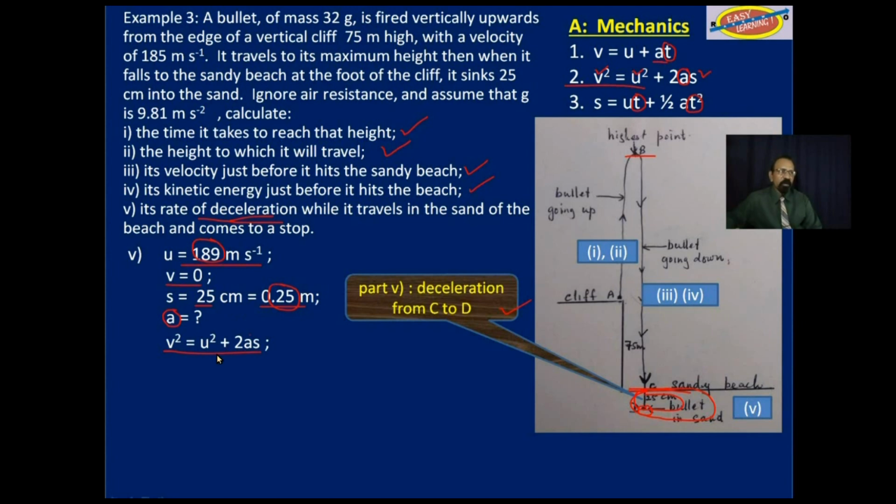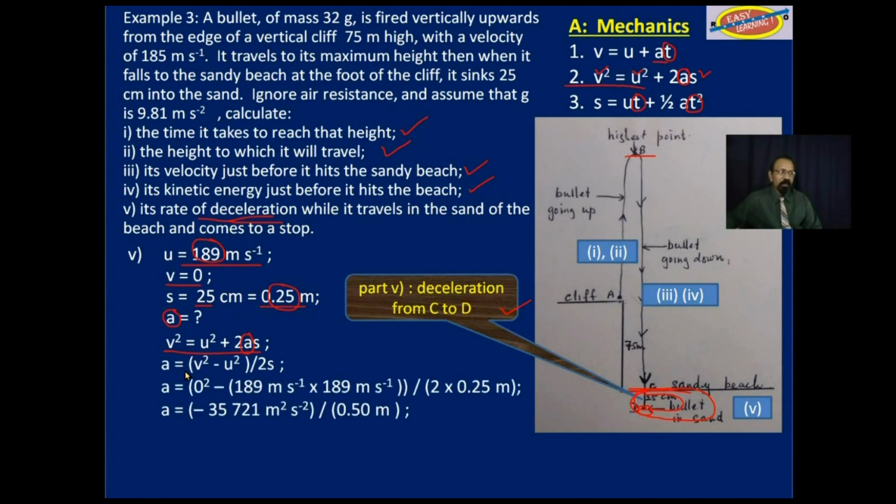We will change the subject of the formula and make A the subject, so that A is equal to V squared minus U squared divided by 2S. We substitute the numbers we are given and we get this divided by that, and notice we get a negative 71,442 meters per second squared.